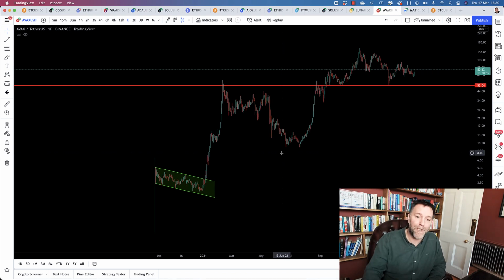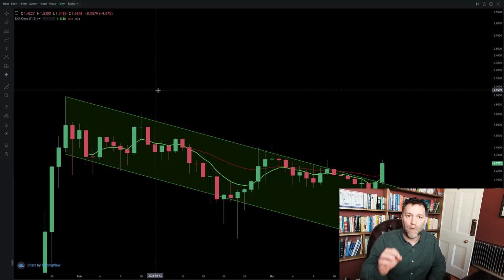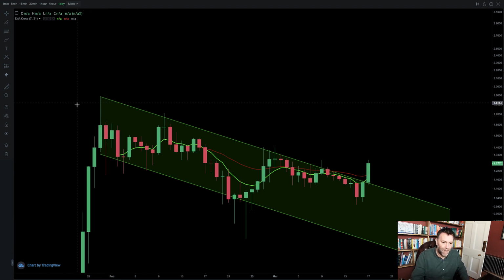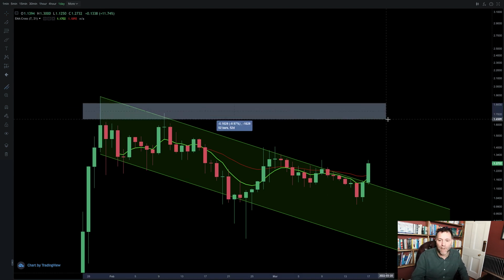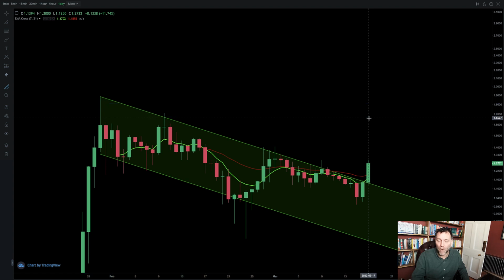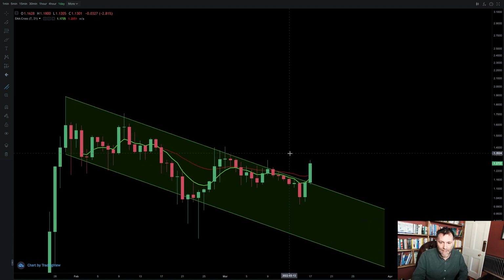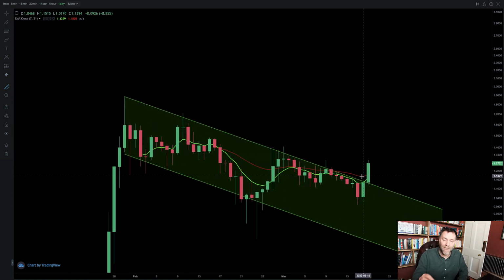So just looking at those three, they had similar structures. Now we're looking at Aleph Zero. It's just broken out of this descending channel just now. And Aleph Zero has only been trading for 49 days. So it's a shorter time period for breaking out of this channel than AVAX, Luna and Solana were in as well. It's a shorter time frame, but nevertheless it has broken out of this channel. So that's the first interesting thing we want to note.